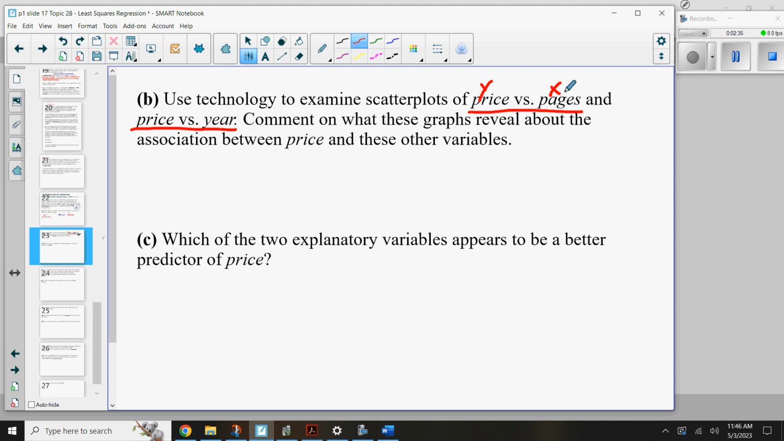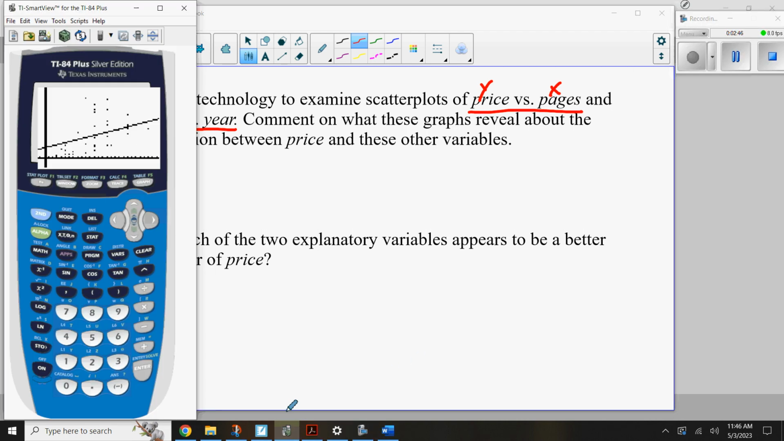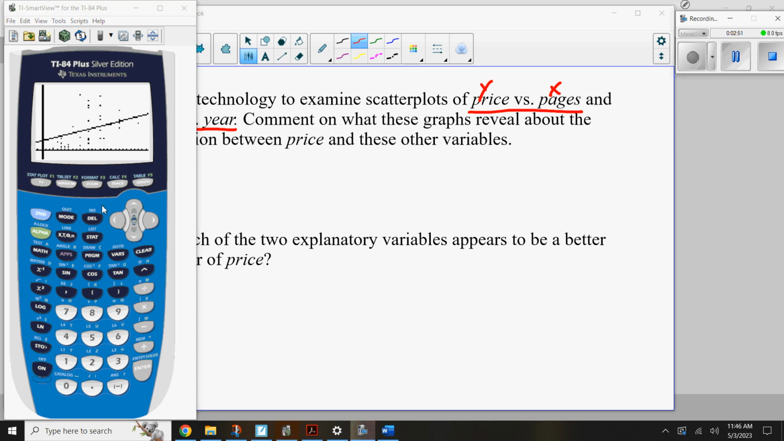So let's make a scatter plot of price versus pages. I'm going to call up my calculator. Here's my calculator, and I'll guide you through the whole process. First, I'm going to clear off whatever I have and put these in the L1 and L2 lists. So I'm going to go Stat, Edit, and I find out that my L1 and L2 lists already have some data in them. I could go to L3, L4, L5, or L6, but I'd like to use my L1 and L2 lists.